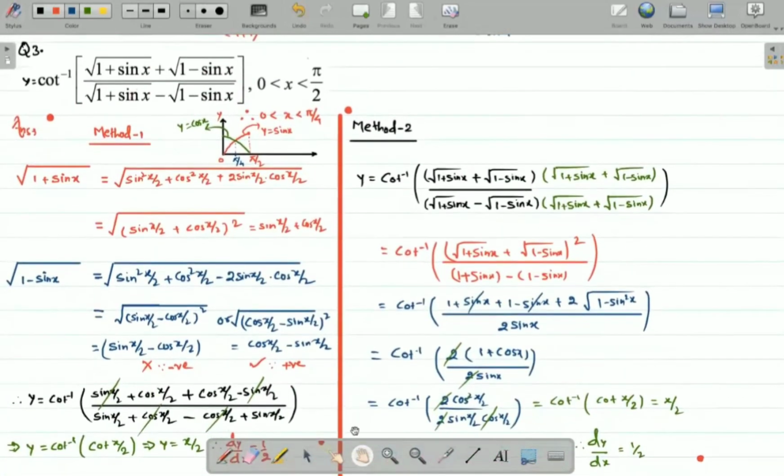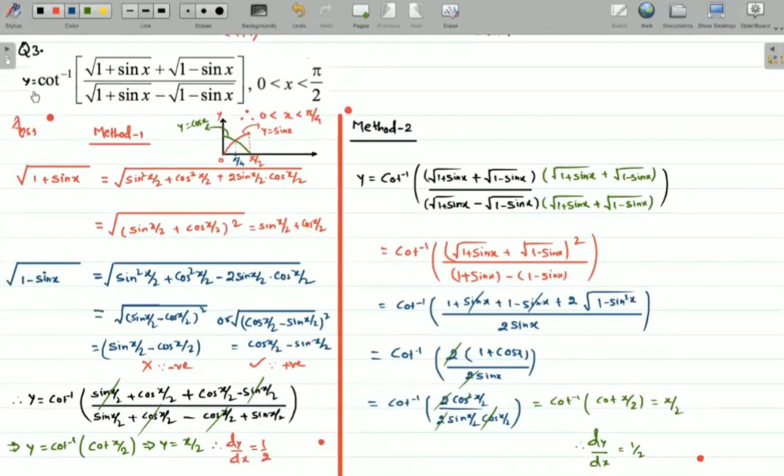Okay. Now let's see the third question. We are given y equals cot inverse of (root of (1 plus sine x) plus root of (1 minus sine x)) upon (root of (1 plus sine x) minus root of (1 minus sine x)), under the condition that x goes from 0 to pi by 2.